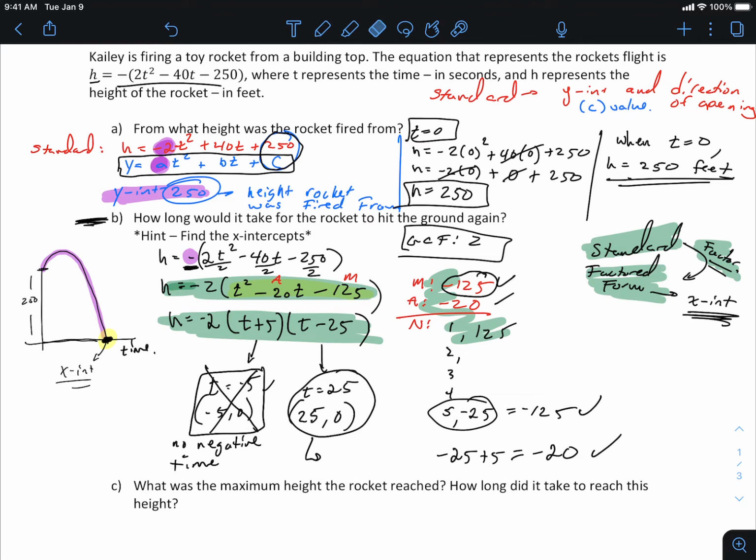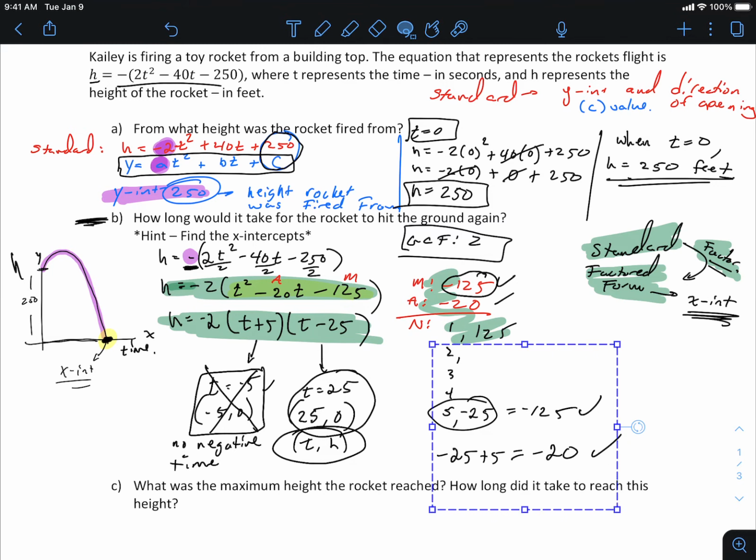If I'm reading the x-intercept here, it's going to read off as a t and an h. That's how the points read, right? Time is on x, h is on y. So the point (t, h) is how that's reading. I'm going to get rid of this, it's in the way.